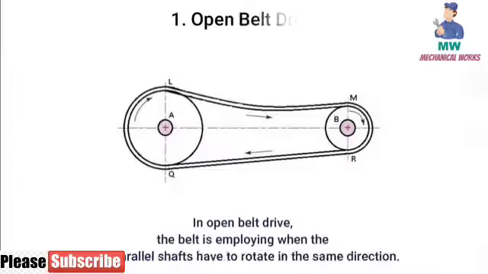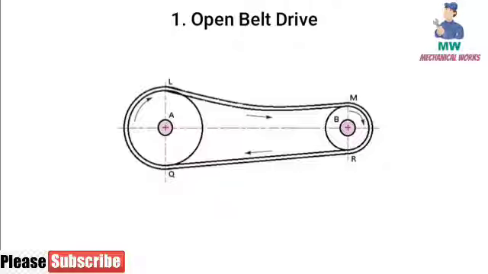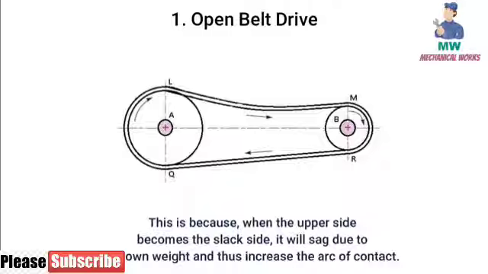In open belt drive, the belt is employed when the two parallel shafts have to rotate in the same direction. When the shafts are far apart, the lower side of the belt should be the tight side and the upper side must be the slack side. This is because when the upper side becomes the slack side, it will sag due to its own weight and thus increase the arc of contact.